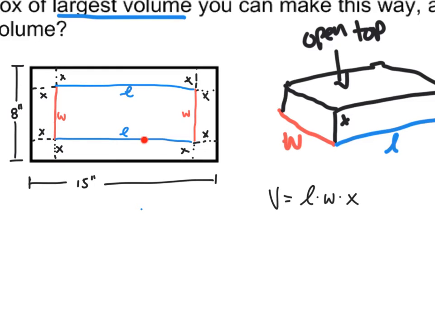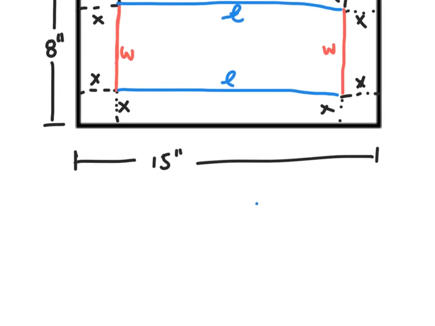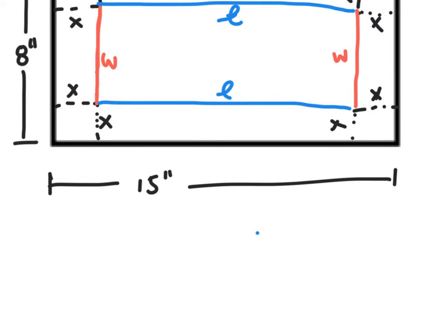So if I wanted to write an expression for my length, then I would just say the whole length, which is 15 inches, minus an X minus an X. So that's going to give me 15 minus 2X. Okay, and that's my length. So I'm going to say my length is equal to 15 minus 2X.